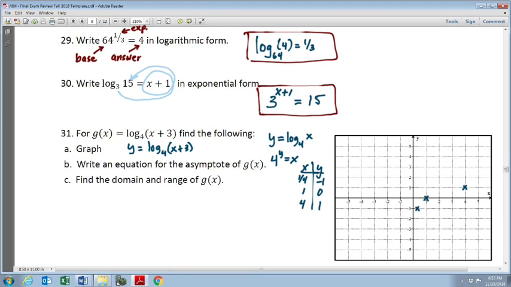So here's my points. And I have an asymptote that's vertical right along the y-axis. And we learned this is the graph I want you to know for the logarithmic functions where the base is greater than 1. It's always going to have this shape. It's always going to go through 1, 0. So it looks something like that.